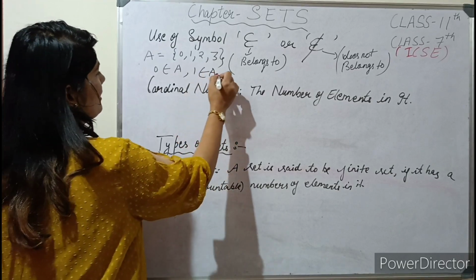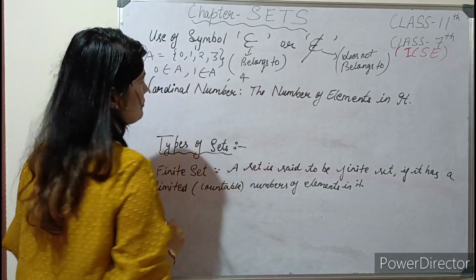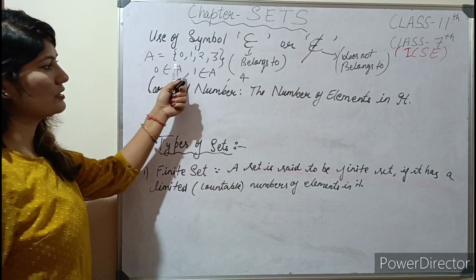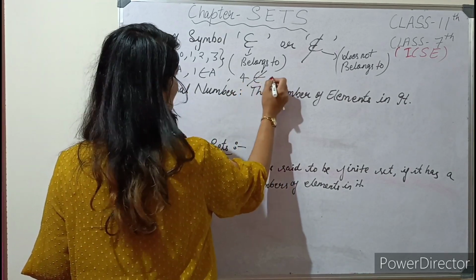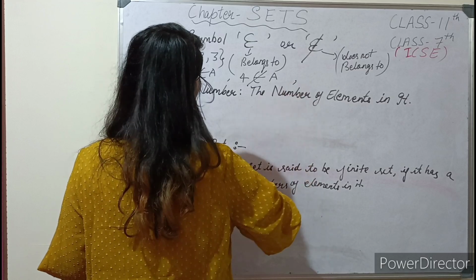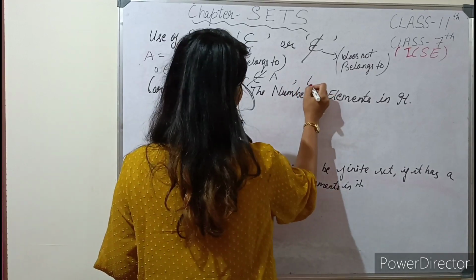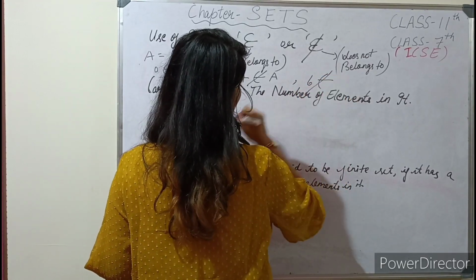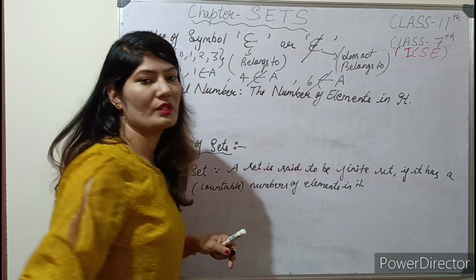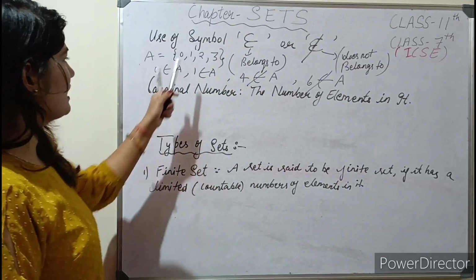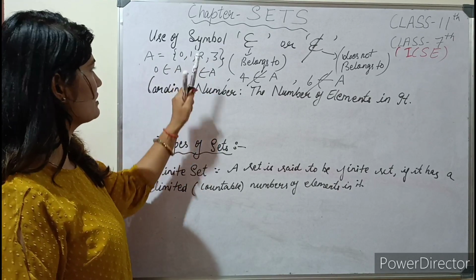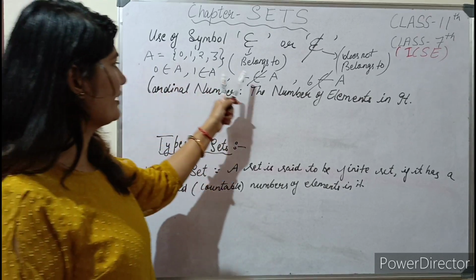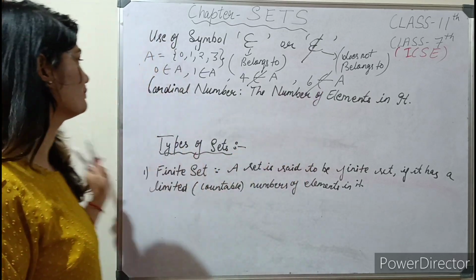But if I take the number 4, if you see this set A, there is no 4. So hence I can write 4 does not belong to set A. In a similar way, if I take one more number 6, we can write easily that 6 does not belong to A. Clear? So whatever numbers are there in the set, you will always write belongs to, and whatever numbers are not there in the set, you will write the symbol does not belong to.